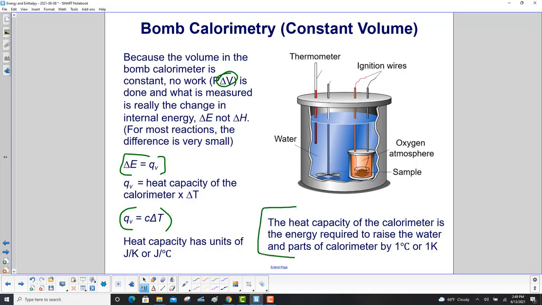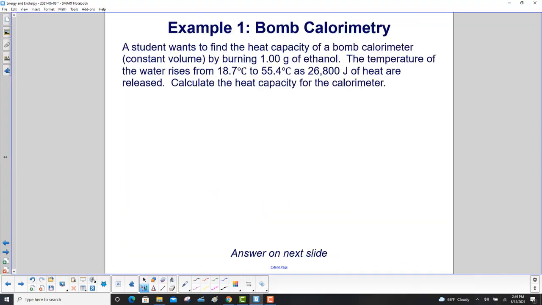And here's our definition of what's going on here. The heat capacity of the calorimeter is the energy required to raise the water and parts of the calorimeter by 1 degree Celsius or 1 Kelvin. A student wants to find the heat capacity of a bomb calorimeter, constant volume, by burning 1 gram of ethanol. The temperature of the water rises from 18.7 degrees Celsius to 55.4 degrees Celsius as 26,800 joules of heat are released. Calculate the heat capacity for the calorimeter.